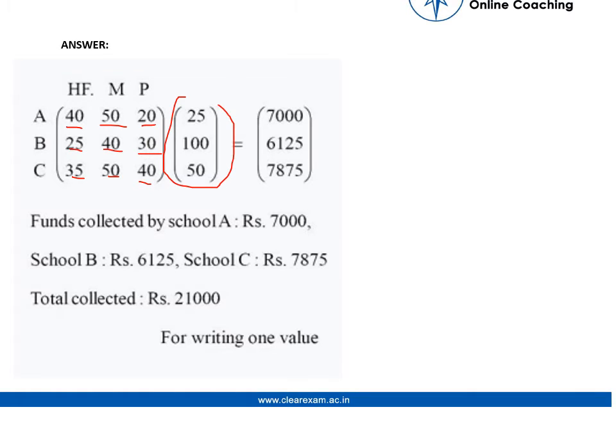This matrix tells us about the cost for each product. 25 rupees per unit is for the handmade fans, 100 rupees per unit for mats and 50 rupees per unit for the plates. So when we multiply these two matrices, it gives us the total funds collected.